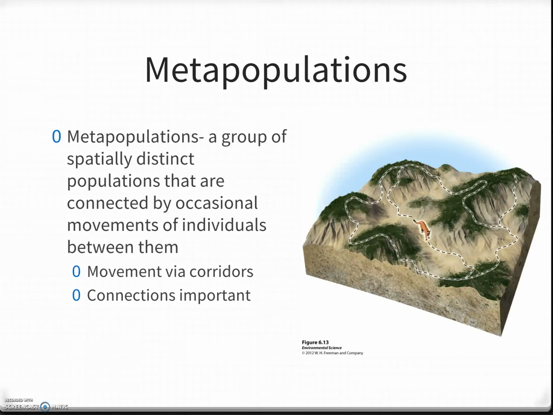Other things that do this are butterflies that specialize on certain plants that grow in clumps, or things like amphibians that live in temporary wetlands. And this is increasing because humans are increasingly fragmenting the habitat.